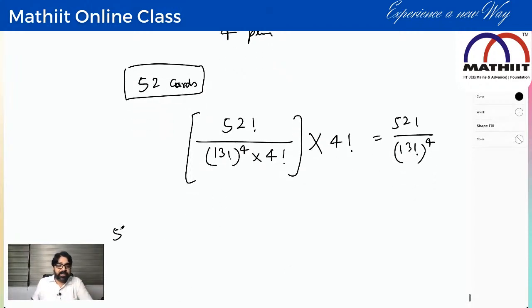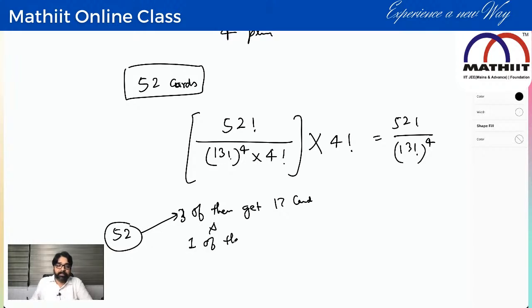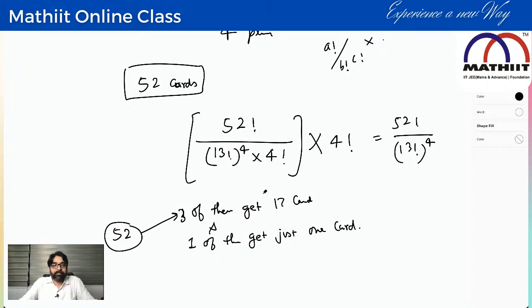The same situation. If I say 52 cards, I want to distribute into 4 players so that 3 of them get 17 cards and 1 of them gets just one card. Everybody, can you type the answer? You can type something like A factorial divided by B factorial, C factorial, into. I will understand. You don't have to do mathematical typing. Can you tell me the answer? Anybody?